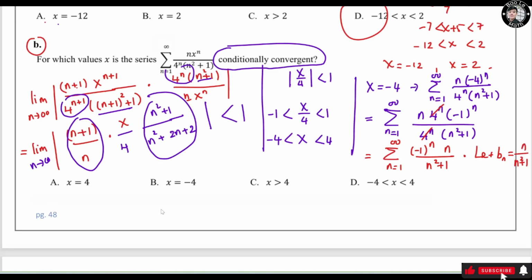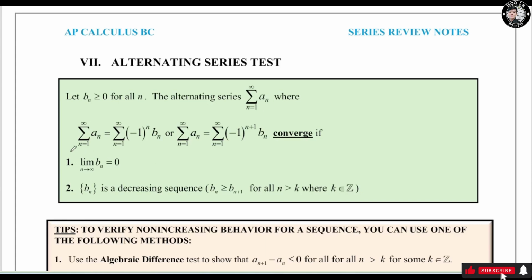So I'm going to use the alternating series test. I'm going to take the limit of b sub n when n approaches infinity. It's actually 0. So we'll look at the alternating series test right here. The first condition is matched. Now we're going to check the second condition to see if the sequence is decreasing.